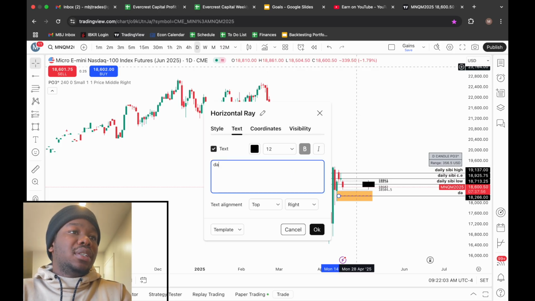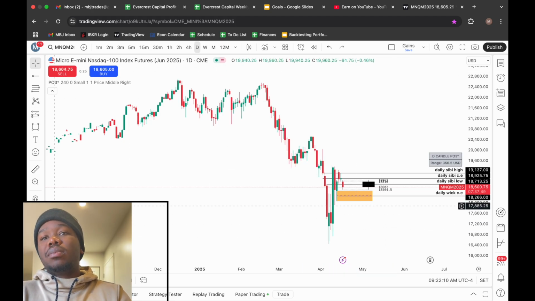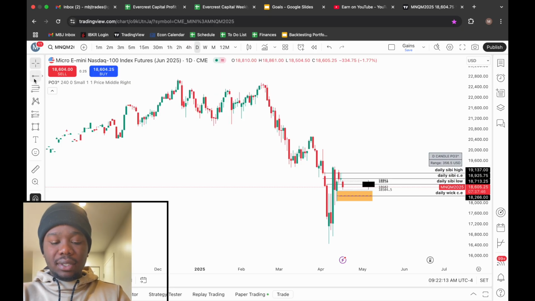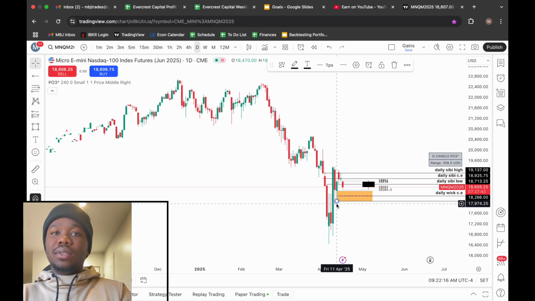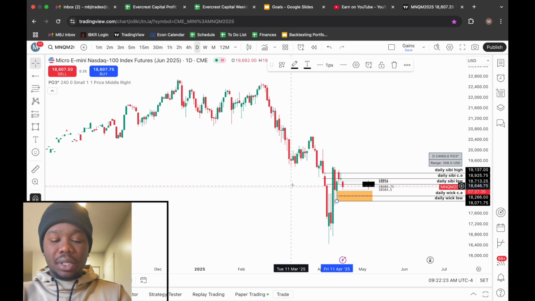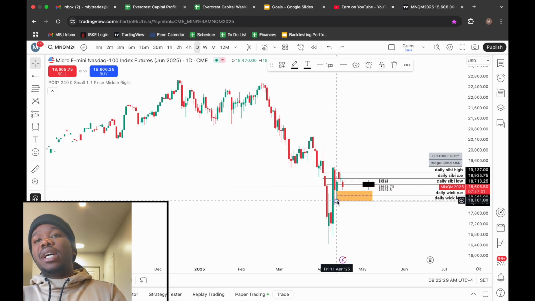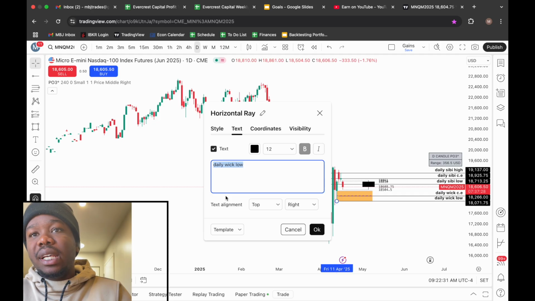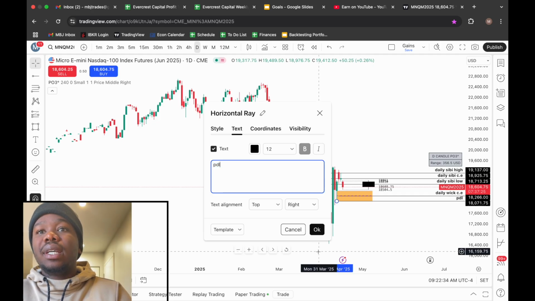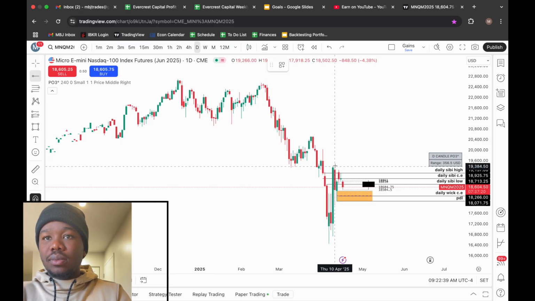I know a lot of people think this is doing too much, but trust me, if you see the way price reacts off these levels, you would want to have these things marked out. Put it like this: previous day lows, I put PDL, but it's previous day lows, and then previous day highs. These are some good highs up here, it looks like. So PDH for previous day highs.